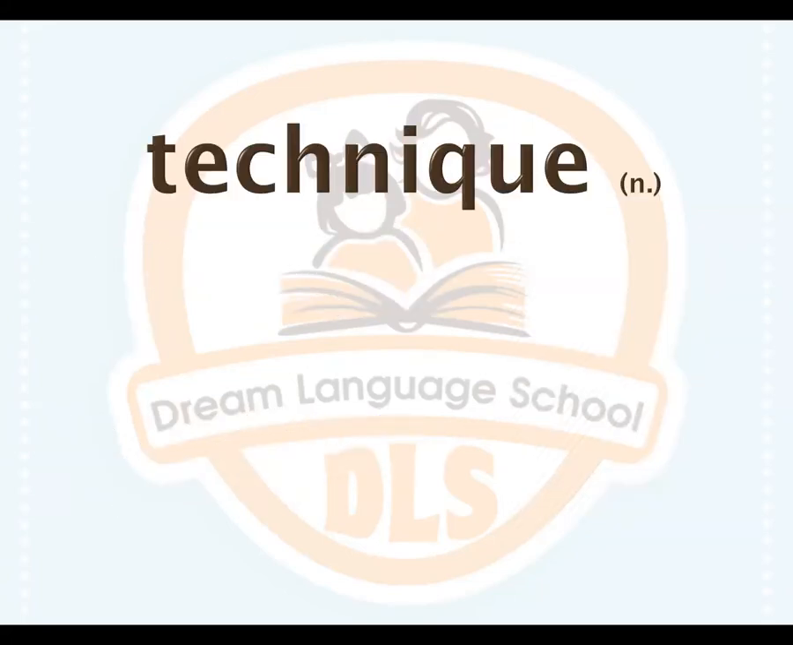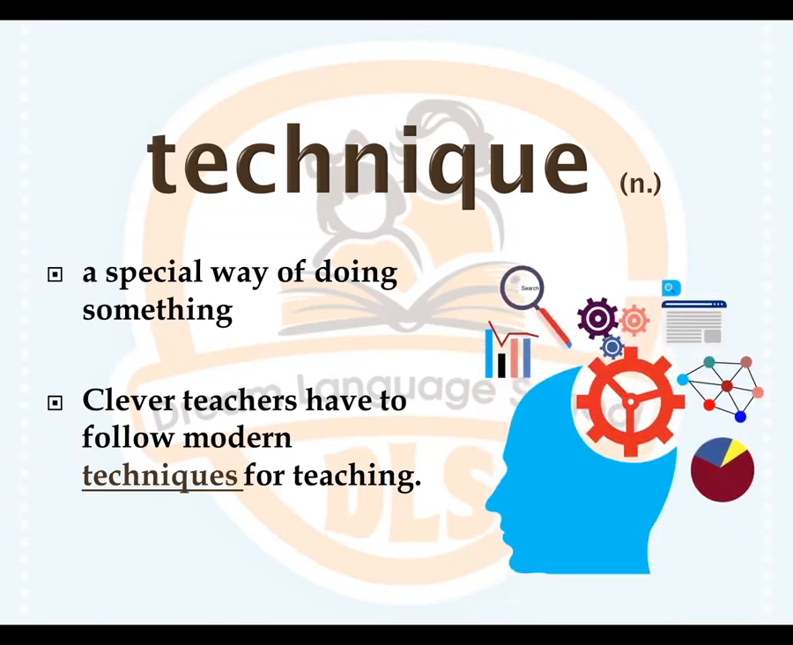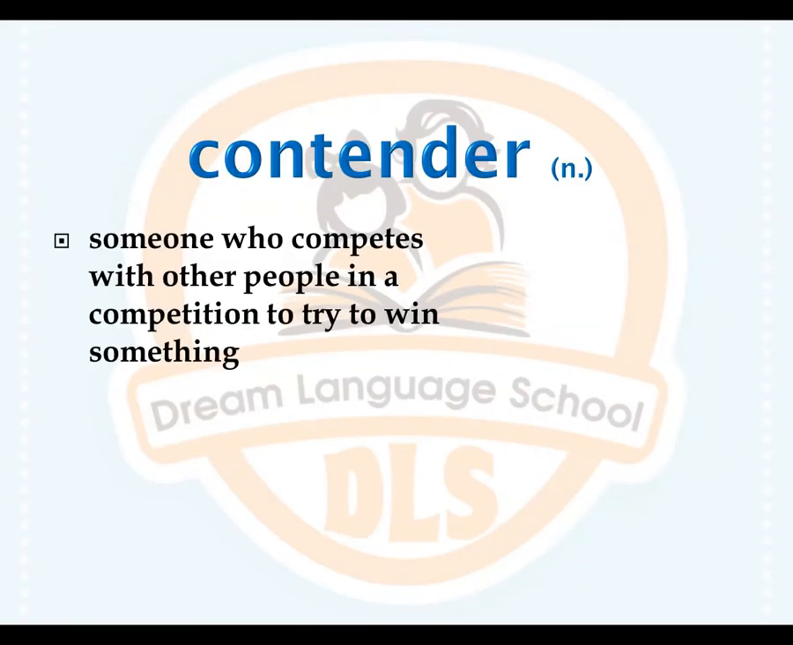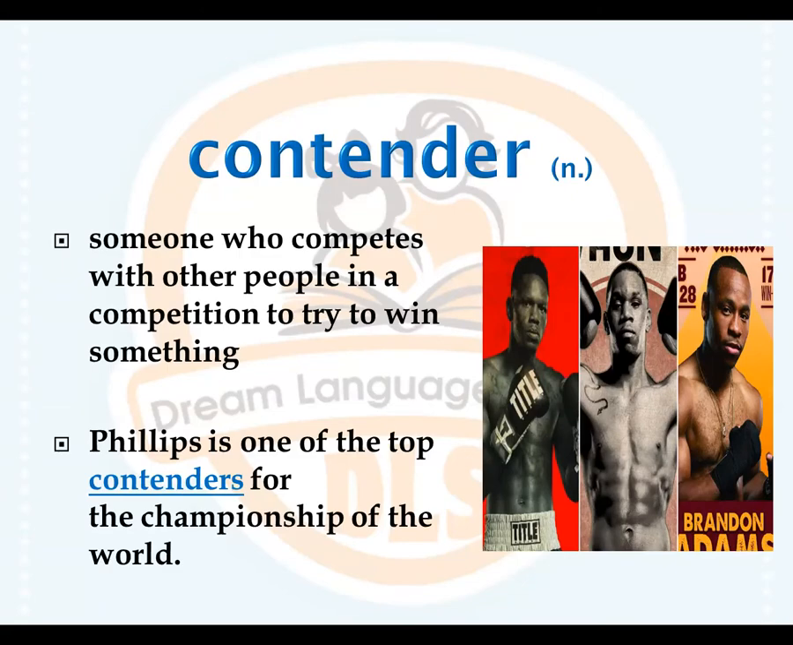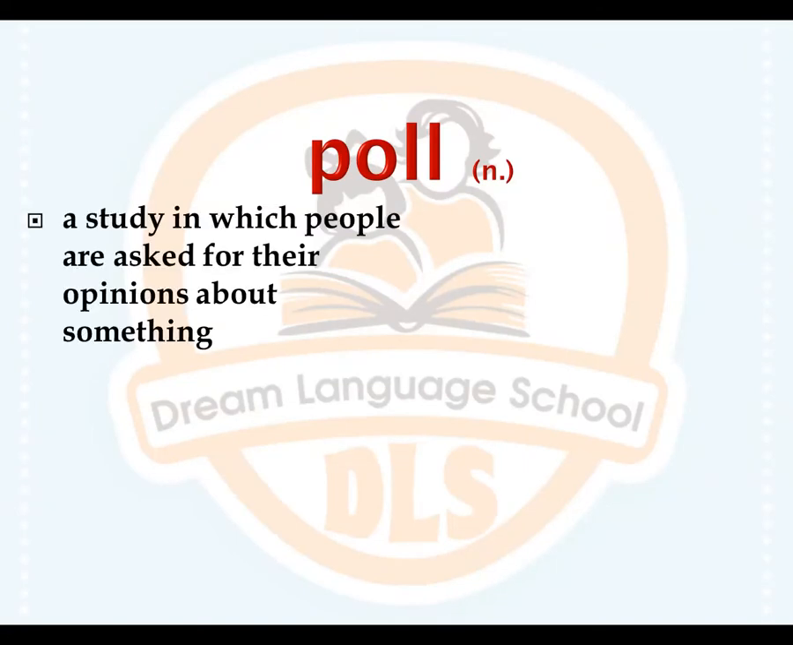Impartial. Technique: a special way of doing something. For example, clever teachers have to follow modern techniques for teaching. Technique. Contender: someone who competes with other people in a competition to try to win something. For example, he is one of the top contenders for the championship of the world. Again, contender. Poll.